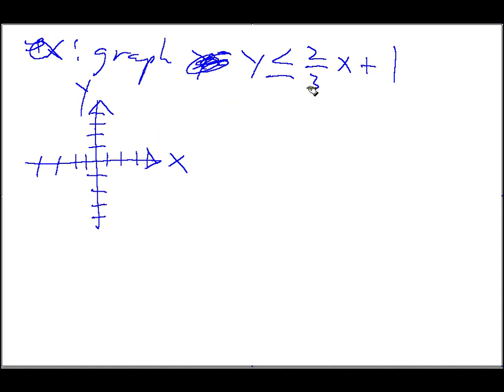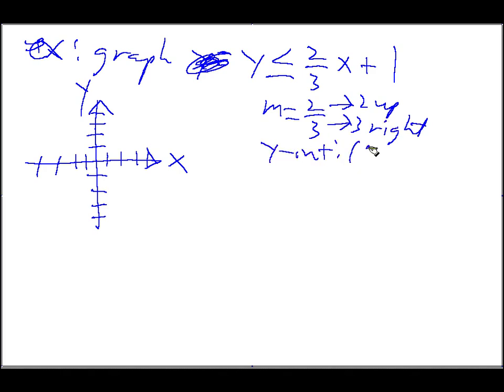Okay, so let's again pretend this is y equal to 2/3 x plus 1. Pretend it's equal instead of less than or equal to. All right. What's the slope again? Well, the slope is just 2/3. That means go 2 up, 3 to the right. And again, make sure we're used to graphing using the slope idea. All right. Y-intercept. Once again, it's going to be (0, 1) because b is 1.